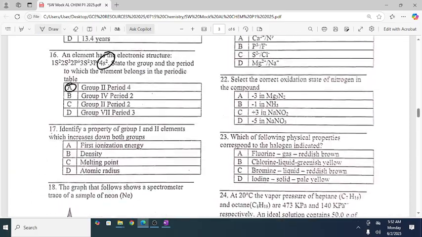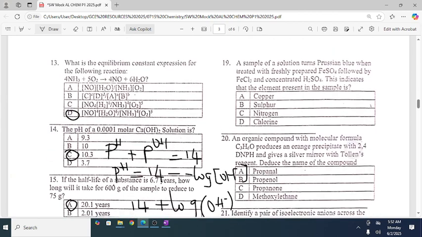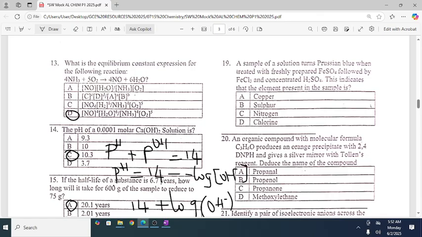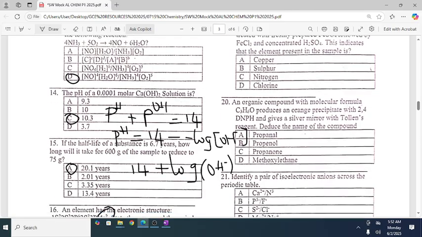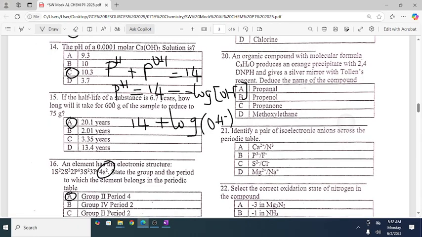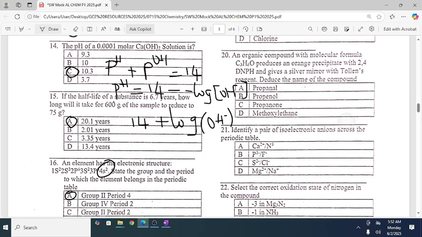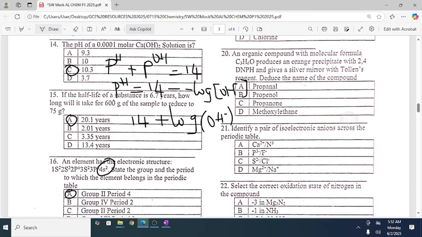Alright, let's go to question number 19. A sample of a solution turns Prussian blue when treated with freshly prepared iron(II) sulfate followed by iron. Please, I don't even know this answer. Number 20. An organic compound with molecular formula C3H6O produces an orange precipitate with 2,4-dinitrophenylhydrazine. Wow, I can still remember this name. And gives a silver mirror with Tollens reagent. Deduce the name of the compound.